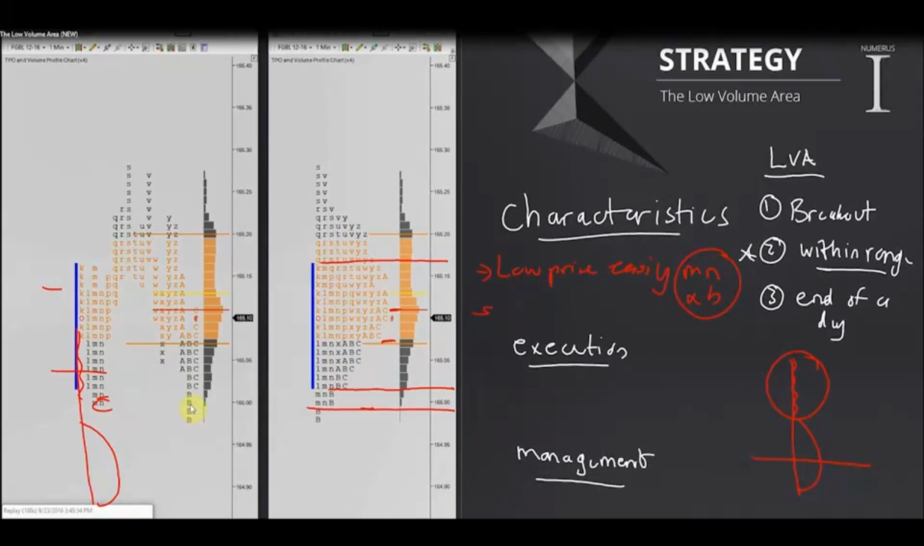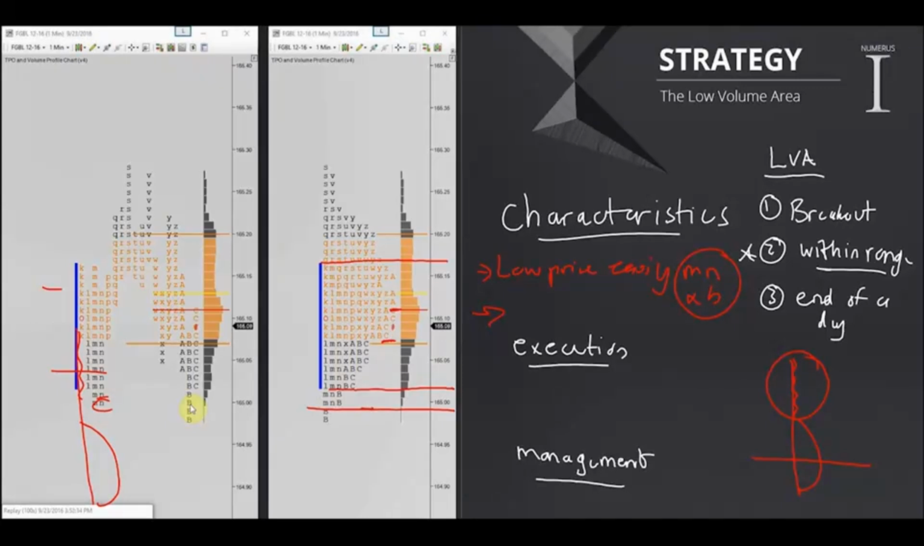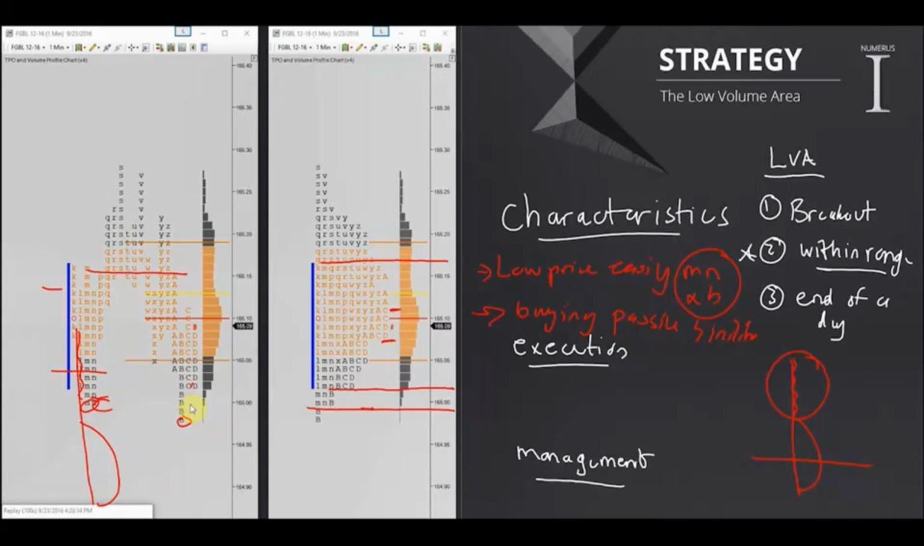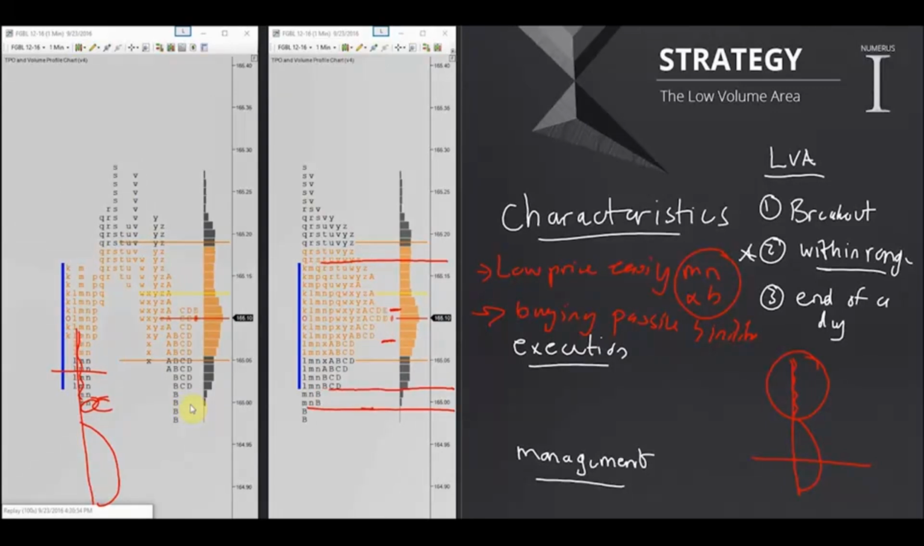Then the second characteristic is we see a lot of buying, both passive and initiative. We saw both the initiative off the lows, but then also the passive at the higher prices. So as you guys can see very clearly in terms of characteristics, we can see how a low volume area allows us in this day type, in this context, to be buyers, both easy buyers at low prices, but then also sort of more passive buyers at higher prices.